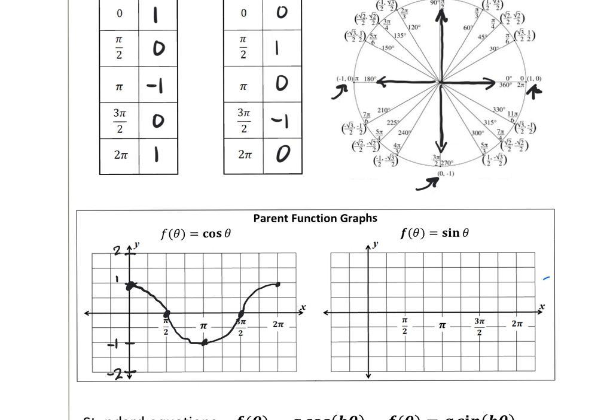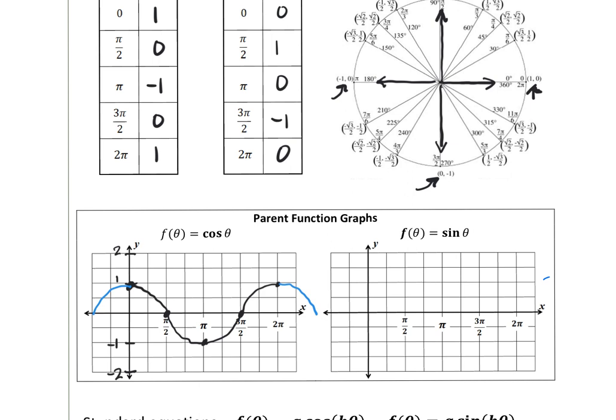Now I could continue on because it does go on forever and ever, right? It keeps going here and mimics this same thing, up, down, up, down. But from 0 to 2 pi is one cycle. It's like one trip around the circle, basically.